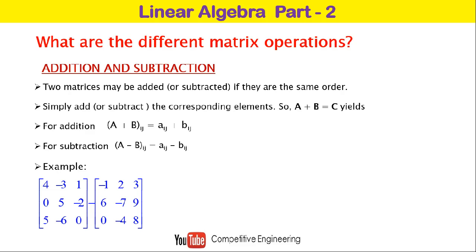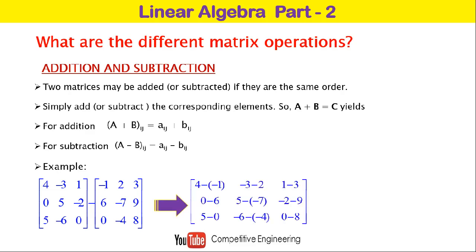So when I am subtracting, I have to subtract the first A11 minus B11. So I will get C11, that is 4 minus 1. Then second, minus 3 minus 2. Then 1 minus 3, 0 minus 6, then 5 minus 7, minus 2 minus 9, then 5 minus 0, minus 6 minus 4, 0 minus 8. So I will get the matrix like this. This is the matrix obtained after subtracting the A matrix and B matrix. We will call it the C matrix. I hope you understand the matrix addition and subtraction.